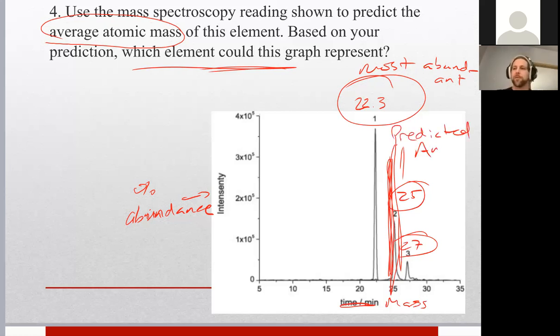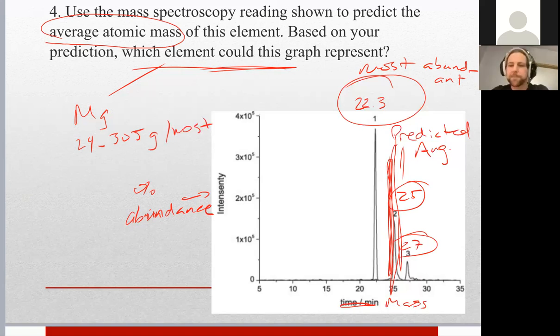So predicted average, just to give a location on the graph where I'm predicting. So I'll go to the periodic table and I see that that's about magnesium. Magnesium has an average mass just around 24, specifically 24.305. And that's really the only one that's the closest to what we're seeing on the graph. So I would say that's a reasonable prediction.